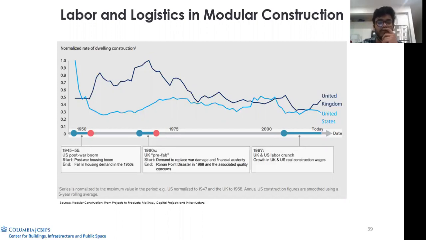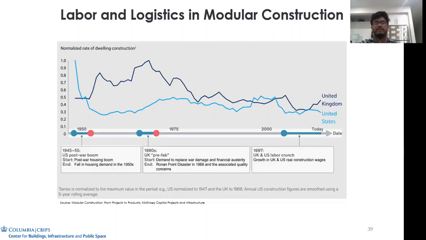Between the 1940s and 1950s, the US saw an increase in the production of houses using modular construction because of the post-war housing boom, because of which there was an increase in the demand of housing in the USA. But the housing demand reduced in the 1950s, after which modular construction was not as prevalent. Similarly, in the UK, prefabrication and modular construction saw an increase in demand because they wanted to replace the war damage, and also it was financially cheaper. But it also saw an end after 1968 when the Ronan Point building caught fire, and it was associated with quality and safety concerns as to whether prefabricated buildings are safer or not. After that, the modular industry has been really dormant.